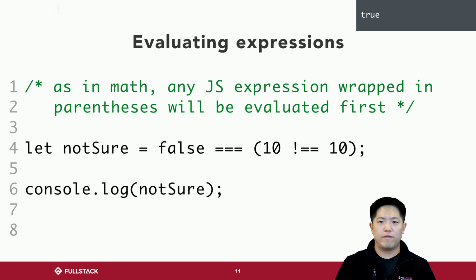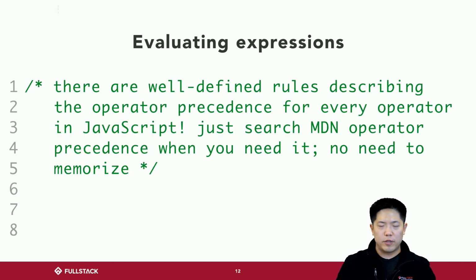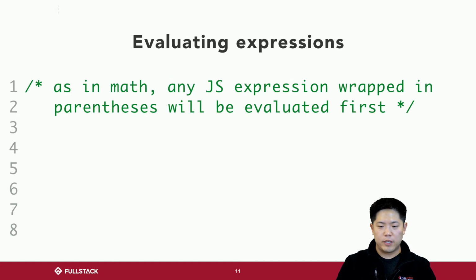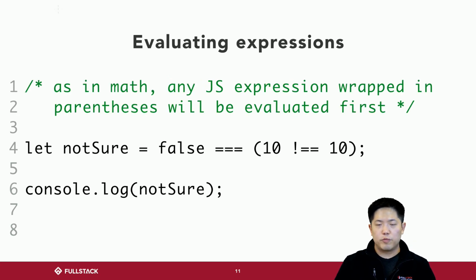If we console log out not sure, we get true. Because what happened here is, first what happens in the parentheses, we get false, and then false triple equals false becomes true. So it's interesting, you can use parentheses to elevate the precedence of any expression that can be evaluated, not just mathematical expressions. Here, we're elevating the precedence of this Boolean expression. Are these two things equal or not equal to each other?